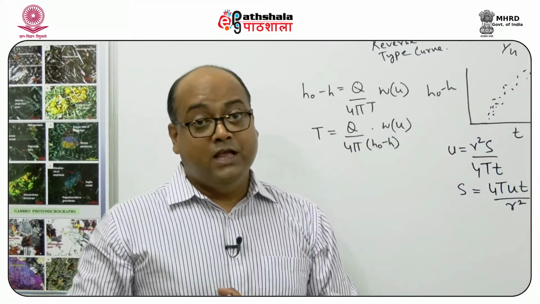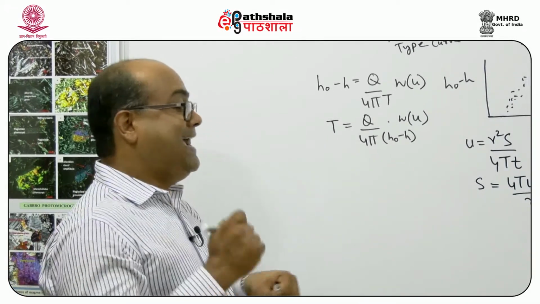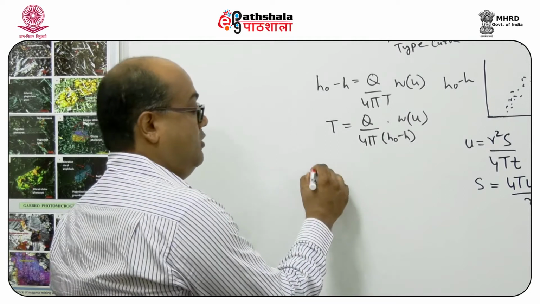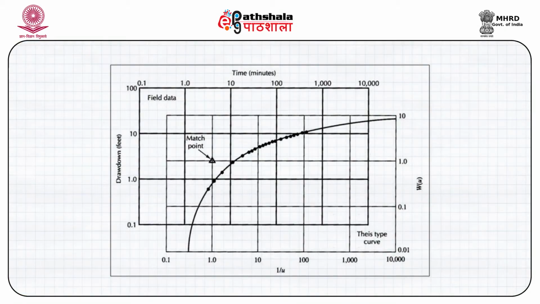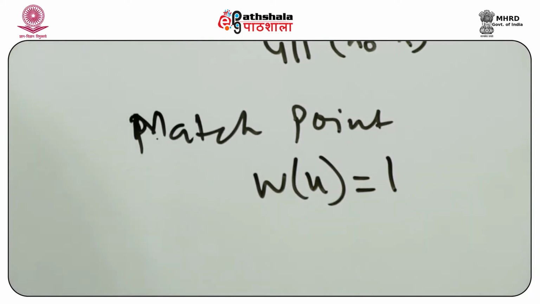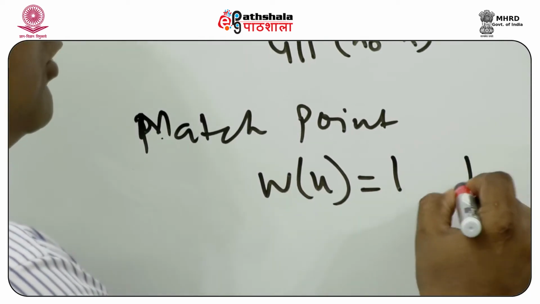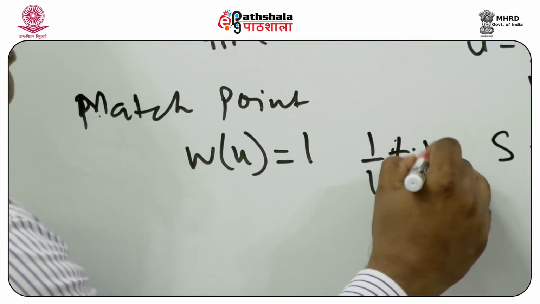Okay, so keeping the axes of the two curves parallel, we try to match these two curves. Once we have done that, we usually take a pivotal point, or a match point. So what is the match point? The match point is basically where the value of the well function W(u) is equal to 1, and the value of 1 by u is also equal to 1.